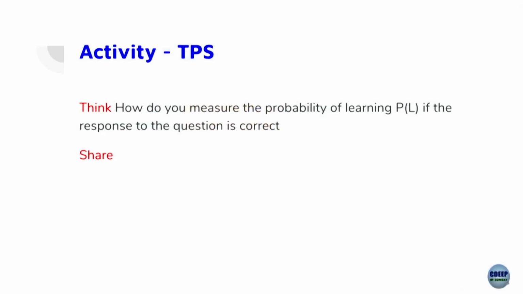How do you measure the probability of learning if the response to the question is correct? No pressure, just a think activity, 2 minutes. Now, considering the probability of guess, slip, everything, how do you measure the probability of learning? Previously it was simply whether the answer is right or wrong. Now I want you to consider the probability of learning if the answer is correct. Suppose the answer is correct, how do you measure the probability of correct, considering the probability of guess and the probability of slip?